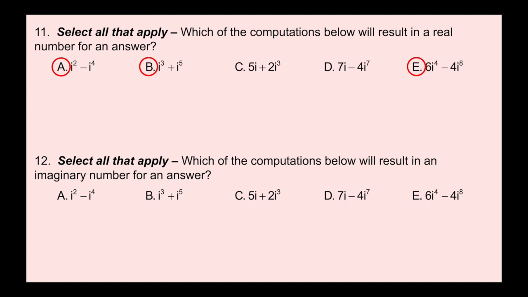Number 12 is also select all that apply, and this time we're looking for which ones are going to result in imaginary numbers. Well, these are the same problems that we just looked at in the previous example, so it's going to be C and D that end up giving us imaginary numbers.